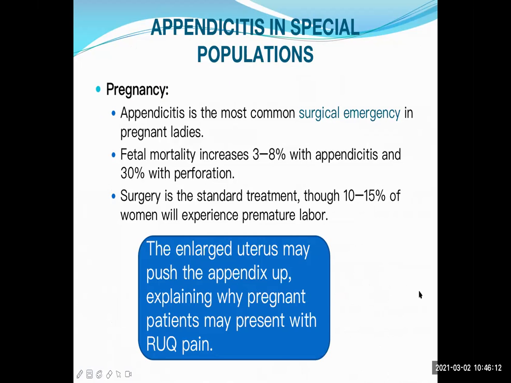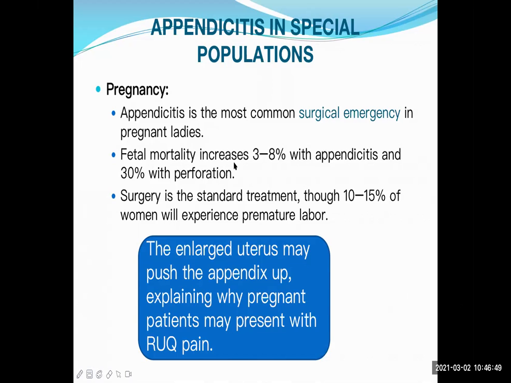Because when the uterus is enlarged, it pushes or displaces everything upwards. So the appendix is also present right up in the right upper quadrant now. Usually it is present in the right lower quadrant, but in pregnancy, it is present in the right upper quadrant. So it almost presents like a case of cholecystitis, but actually this is a case of appendicitis. So the diagnosis itself is a challenge, but a high index of suspicion has to be there. Then only you can diagnose it.